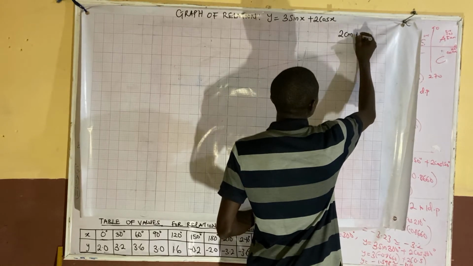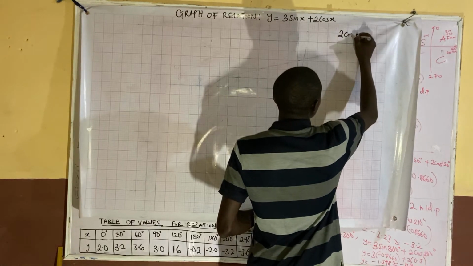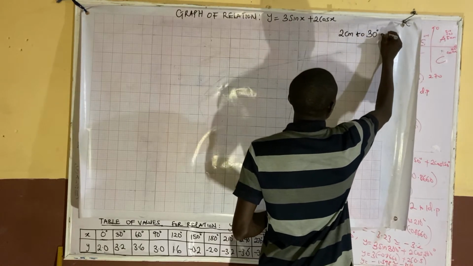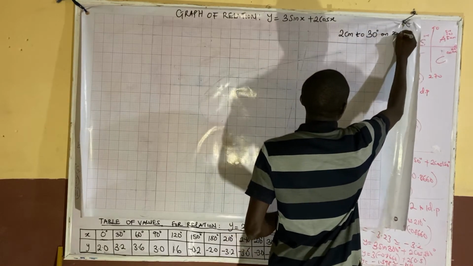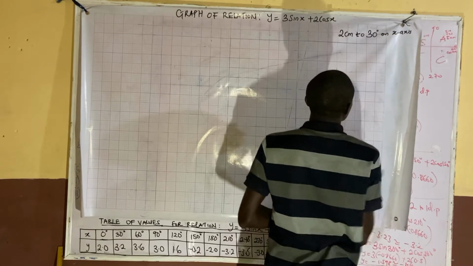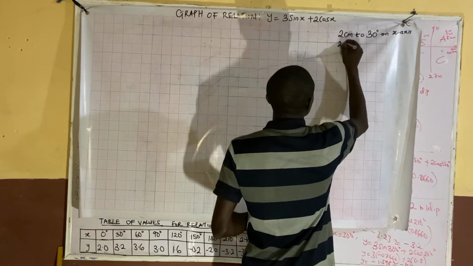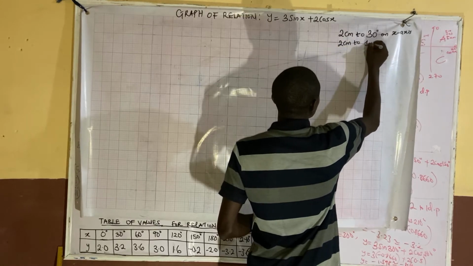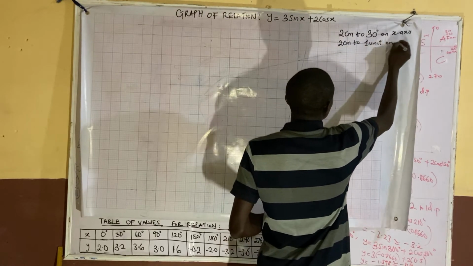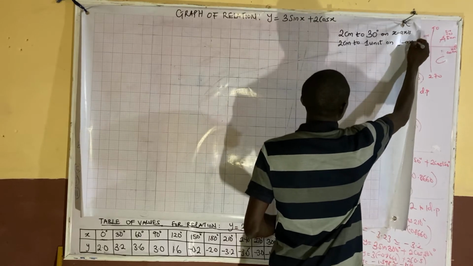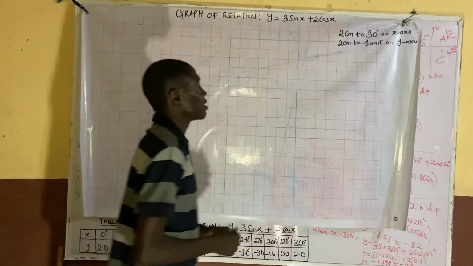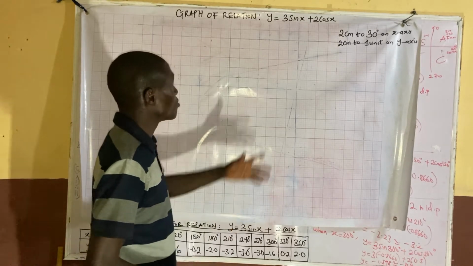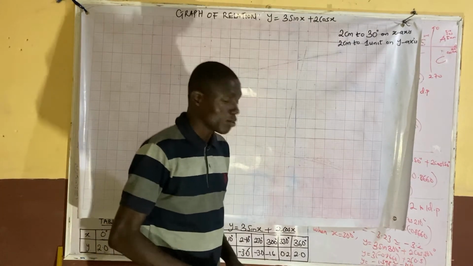2 centimeters to 30 degrees on the x-axis, and 2 centimeters to 1 unit on the y-axis. So we write our scale. We've written our title of the graph, and we've written the scale for the graph.